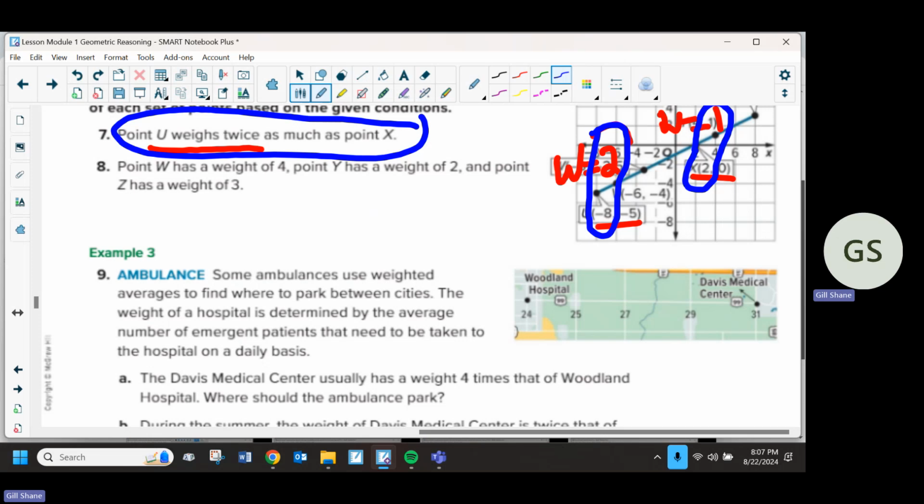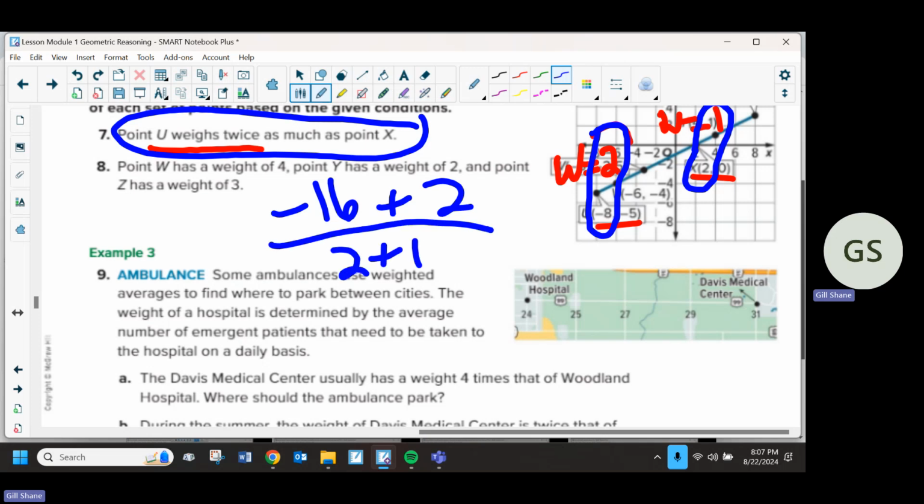Now I do the same process. The circle means multiply. 2 times -8 is -16. 1 times +2 is 2. I divide that by the weights added together, so 2 plus 1. And that gives me -14 divided by 3. So if you change that to a decimal, it's -4.67.